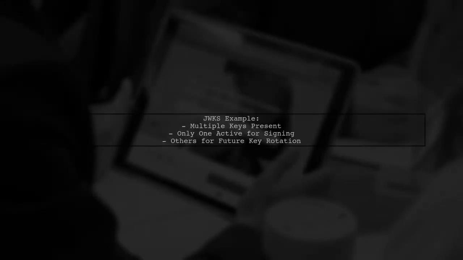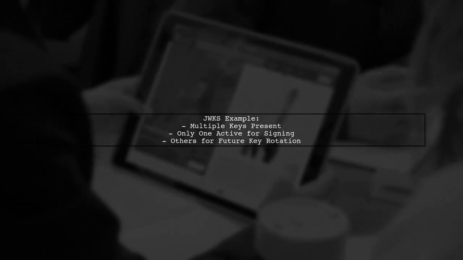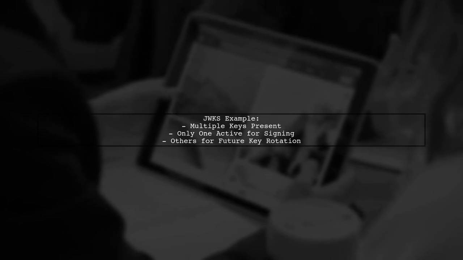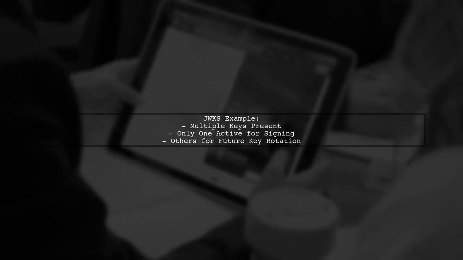Having multiple public keys allows AWS Cognito to rotate keys without downtime. This means that even if a key is compromised, the system can switch to a new key seamlessly. In practice, when you download the JWKS, you may see multiple keys, but only one is used for signing at any given time. The others are kept for future use during key rotation. This design ensures that your application can continue to validate tokens even as keys change, maintaining a secure and reliable authentication process.